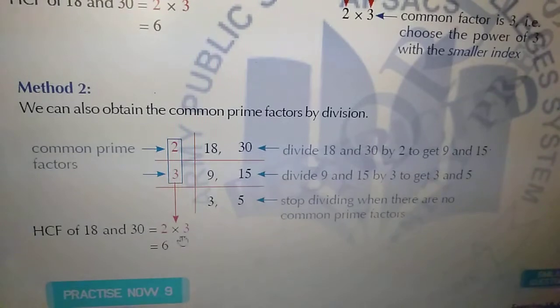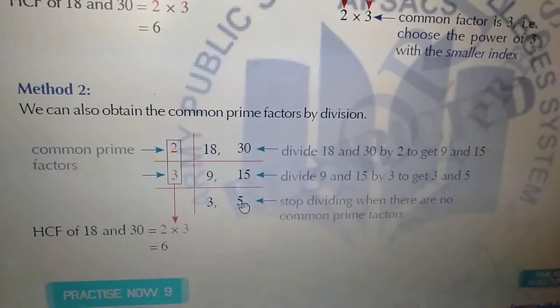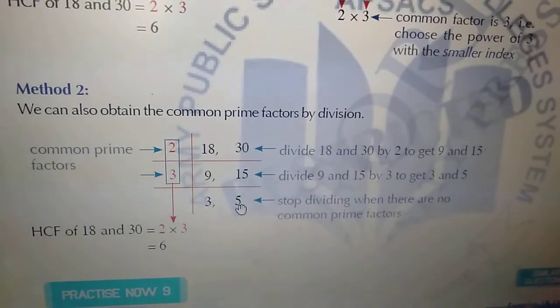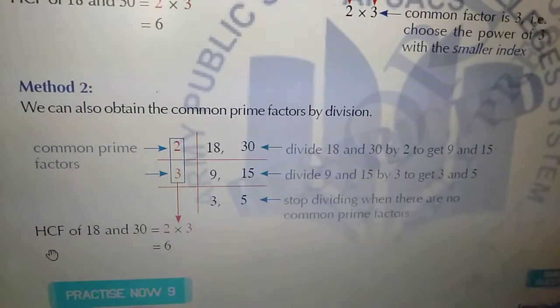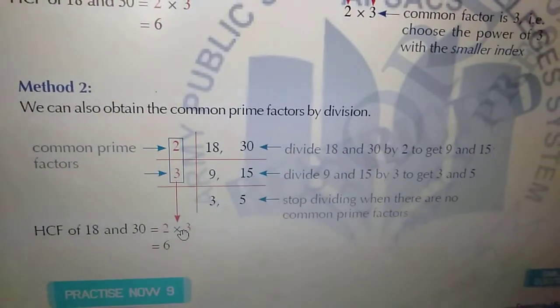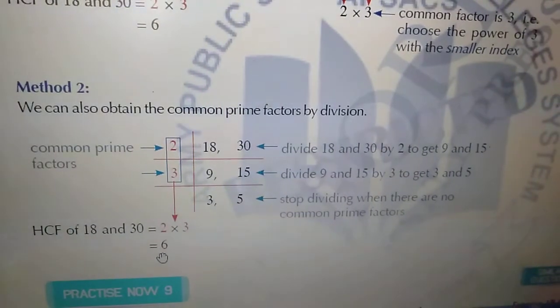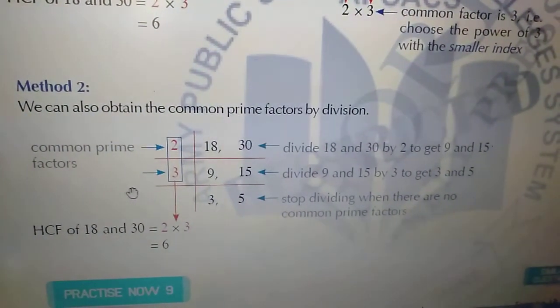2 and 3 are the common prime factors. The uncommon prime factors of 18 and 30 are 3 and 5. We don't use the uncommon prime factors when solving for the HCF. So the common prime factors of 18 and 30 are 2 and 3. We multiply 2 and 3, and the answer is 6. So this is your method 1 and method 2 to find the HCF.